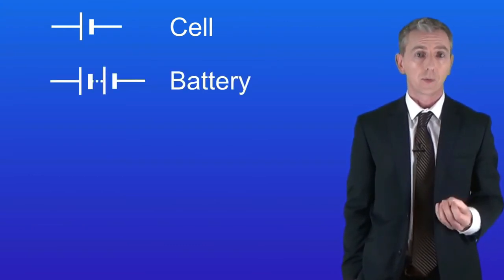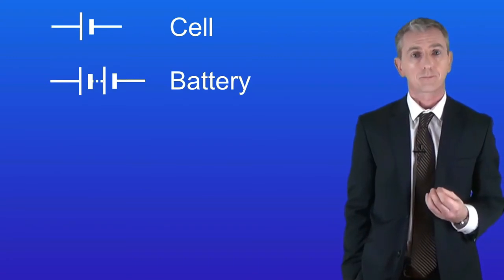This is called a cell. Now in physics, a cell is what you would call a single battery. So if you've got one battery in a circuit, we call that a cell, and this is the symbol. Now, if we've got two cells in a circuit, we call that a battery, and we use this symbol.